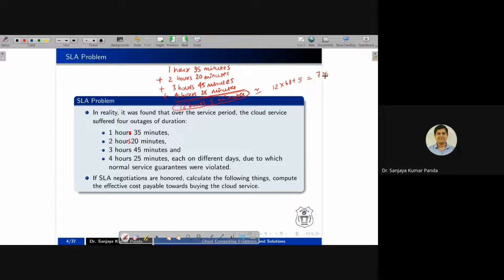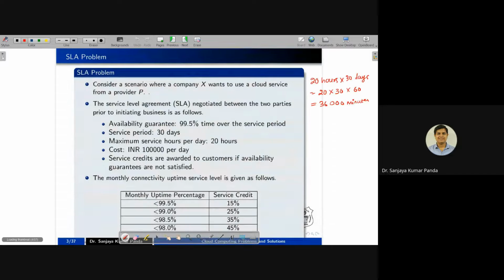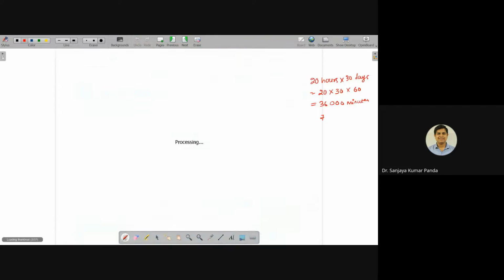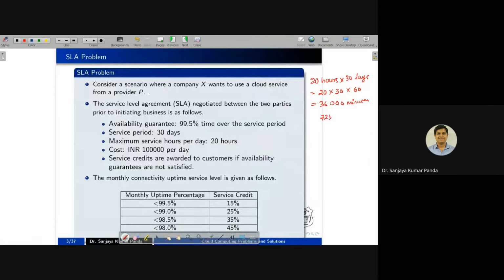725 minutes. Okay, 725 minutes. Out of 36,000 minutes, it is observed that 725 minutes is my downtime, or you can say outage time.